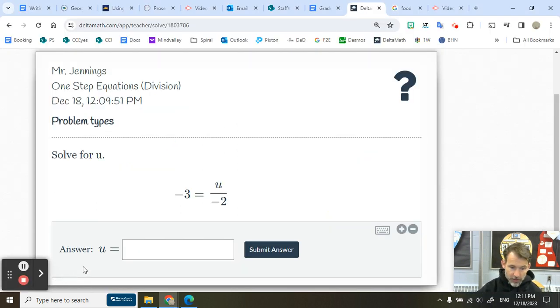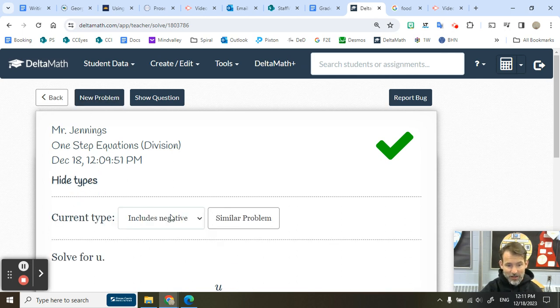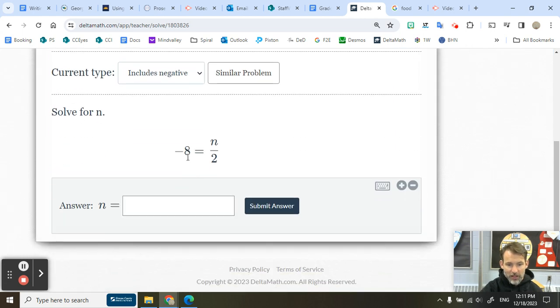Let's see if Delta Math agrees. Let's try not to write u equals u. U equals 6. U is 6. Cool. Includes negatives. Sure. No problem. All right. Negative 8 is equal to n over 2. So I multiply both sides by 2 and get negative 16. Negative 8 times negative 2 is negative 16.